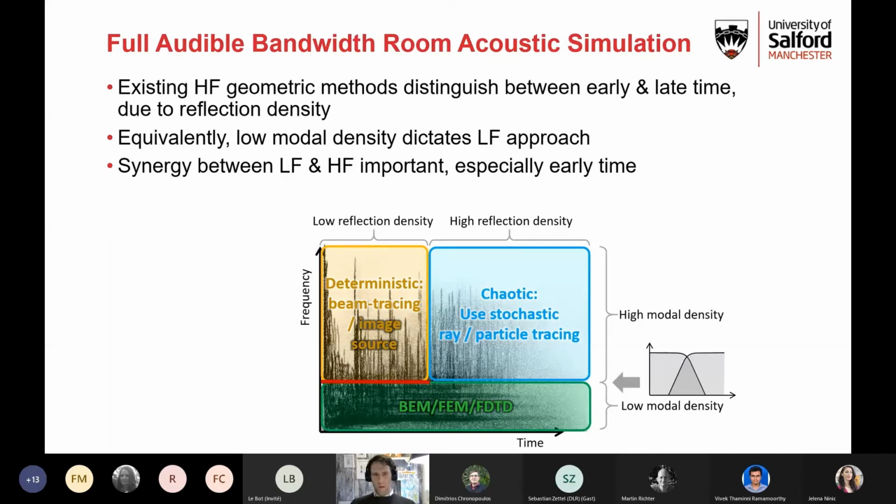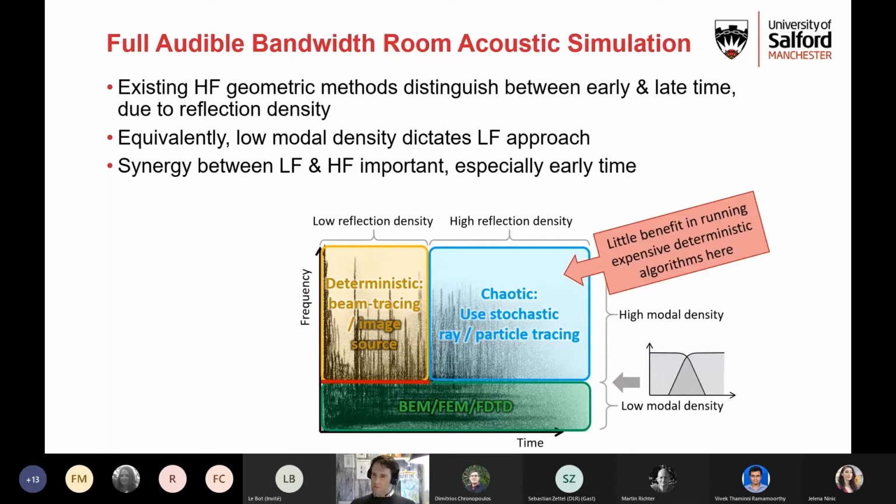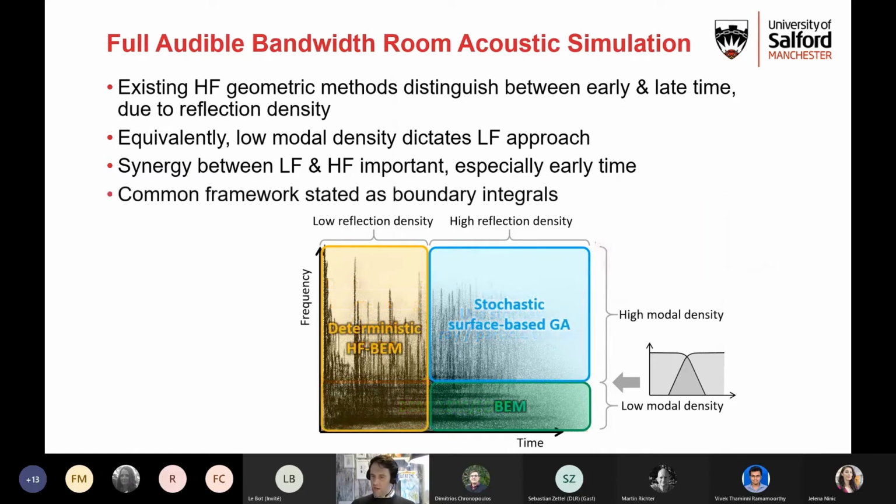So I'm really looking at improving things at early time. There's little benefit in running expensive deterministic algorithms here. If you'd asked me this question a decade ago, I'd have told you, let's just run boundary element method for the entire audible frequency bandwidth. But as I think Martin's going to tell us in a minute, there's much better ways of simulating this chaotic late time region. So I'm really focusing on this early time, and I'm thinking that perhaps it would be better to cut things up like this, where you have a deterministic algorithm that covers all of the early reflections for all frequencies, and then you slice the later time as previously been done.